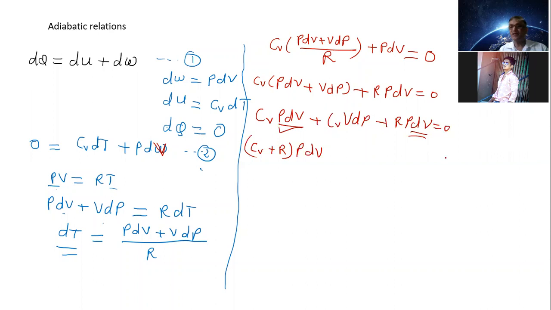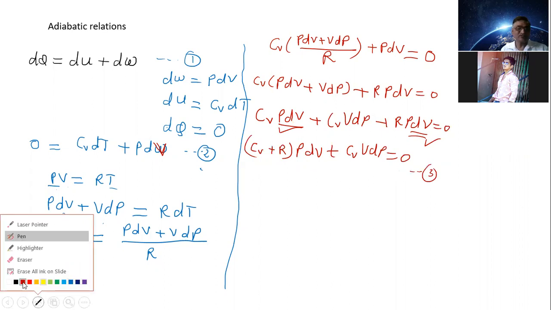Instead of those two terms, we take PdV common, plus Cv into VdP is equal to 0. Suppose this is our equation number 3. Consider this is equation number 3 here.